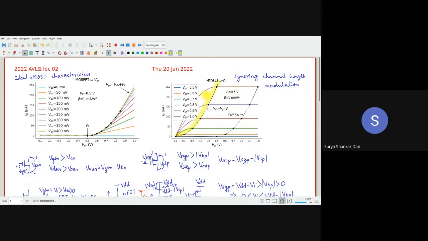Earlier days meaning at the time of microelectronic devices and all that, the influence of channel length modulation was not so severe. But when you are going to the lower technologies, less than 90 nanometers or so, sub 100 nanometer technology, then this is a modern concept. Modern concept means this is not a modern concept actually, but this is very important, so to speak. Okay, why?